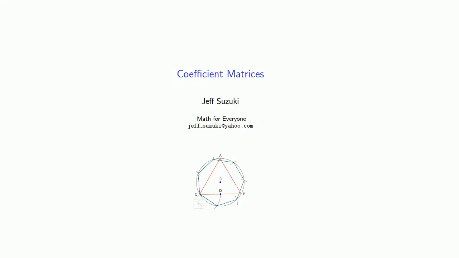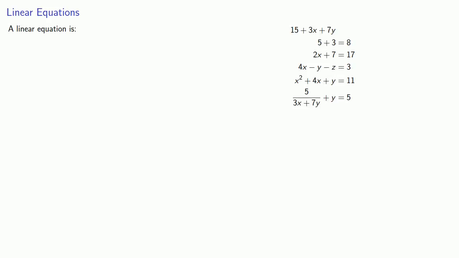We'll begin our study of matrices by looking at the least important aspect of matrix algebra. So we want to look at what are called linear equations. A linear equation is, first of all, an equation, so we have to have an equal sign.